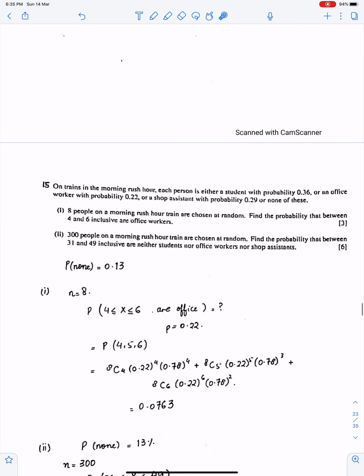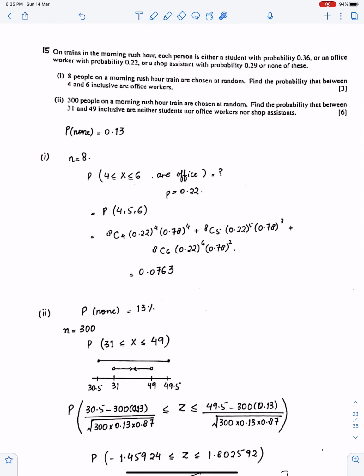I'm leaving this because this question is simple. 8 people on a morning rush hour train are chosen at random. This is normal to binomial. Find the probability that between 4 and 6 inclusive are office workers. So P is 0.22 office workers, and find this probability through binomial.